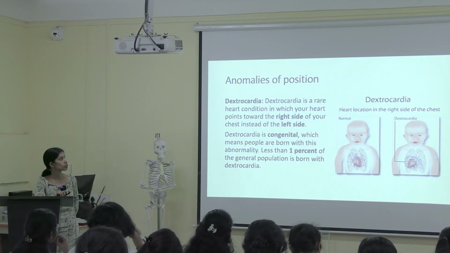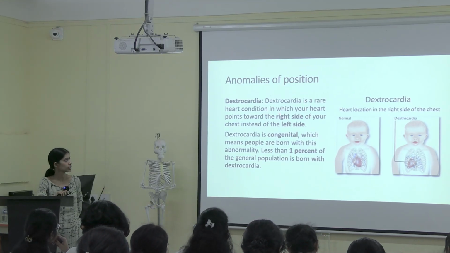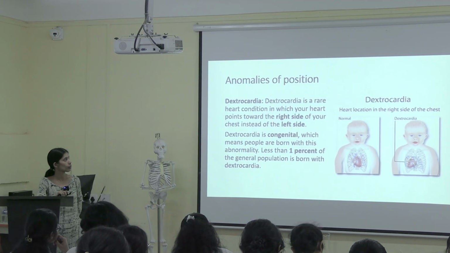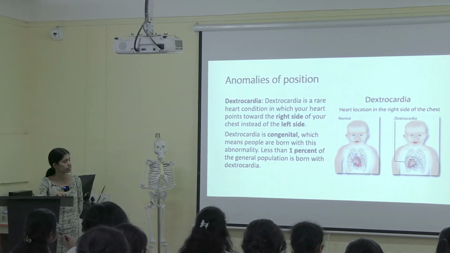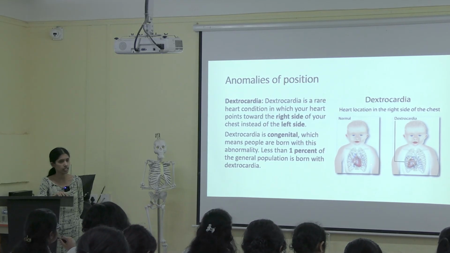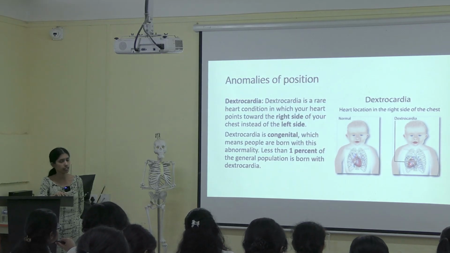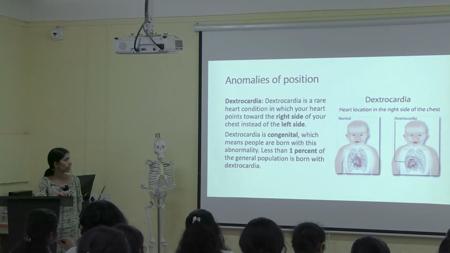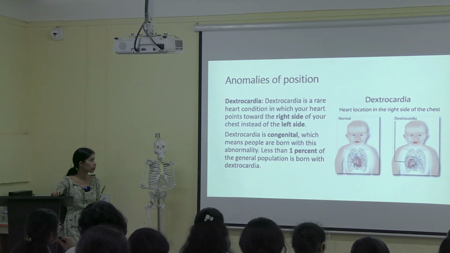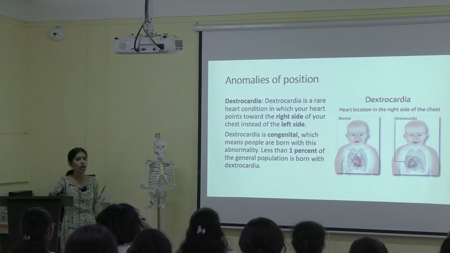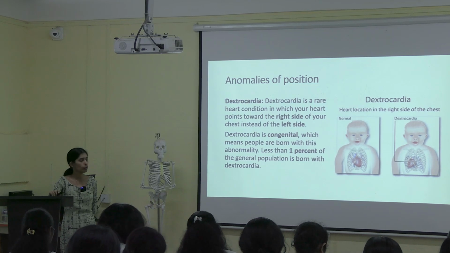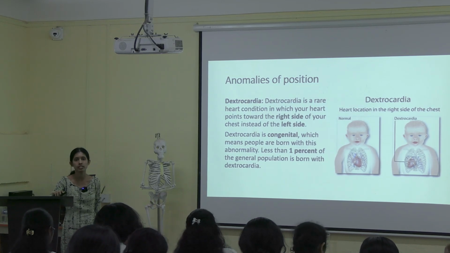So basically, Dextrocardia is a rare heart condition in which your heart points towards the right side of your chest instead of the left side. So this is the normal baby where you can see your heart pointing towards the left side, but in the Dextrocardia condition you can see the heart pointing towards the right side. Okay, so Dextrocardia is a congenital abnormality, which means people are born with this abnormality. Less than 1% of the overall population is born with this Dextrocardia.